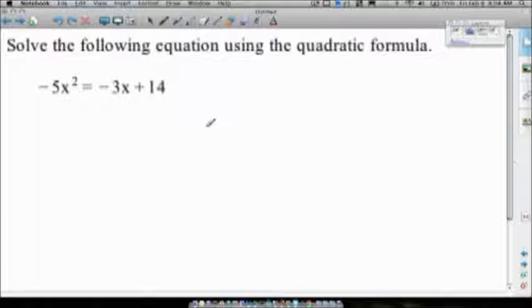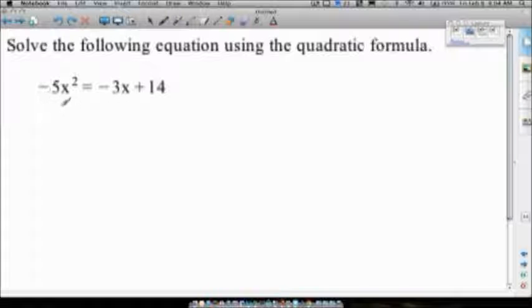This video is just one example of solving a quadratic using the quadratic formula, and I just want to show you that we get a complex root here, which means we're going to have a negative inside of that square root. So let's force a 0 by getting everything on one side.